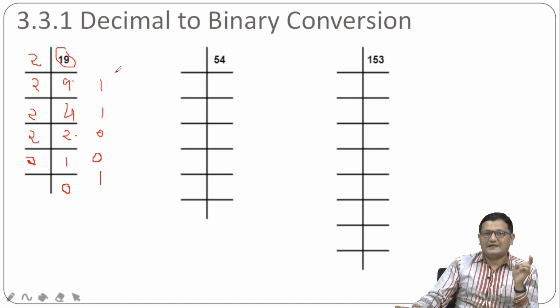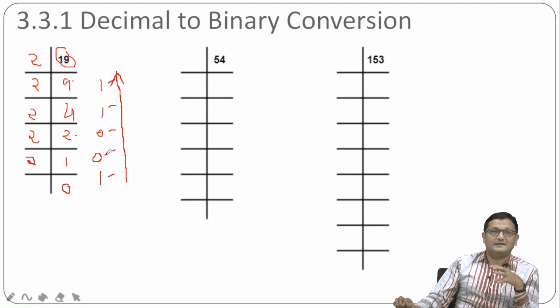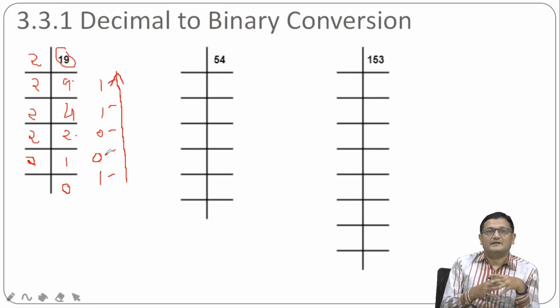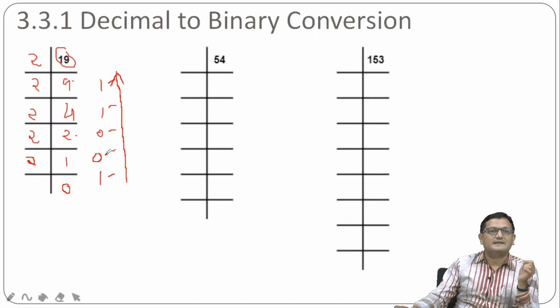If you write all these remainders in this way, reading them out, it gives 1 0 0 1 1, and this is called the binary of 19. The thing is, whenever any decimal number is given to you and you want to convert it into binary, make sure you divide that number by 2 every time until you get 0.